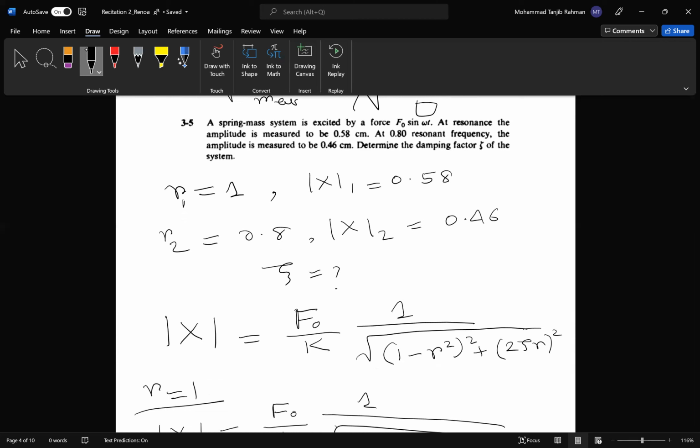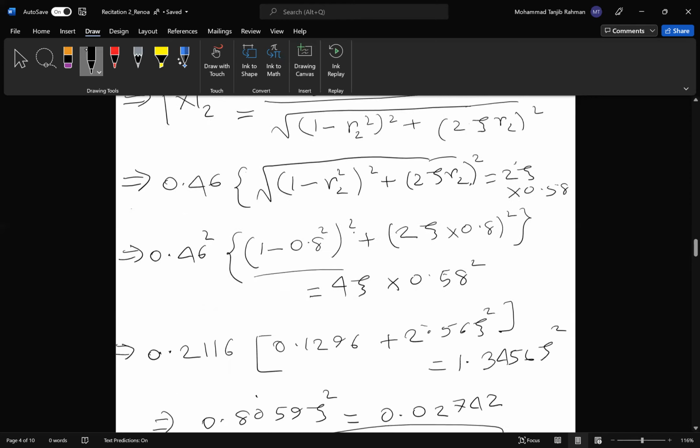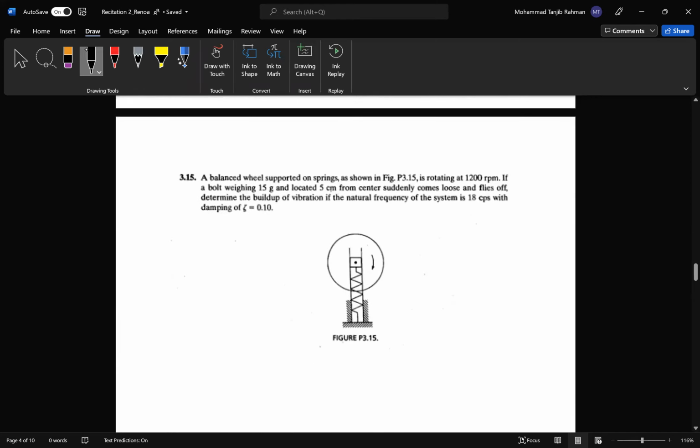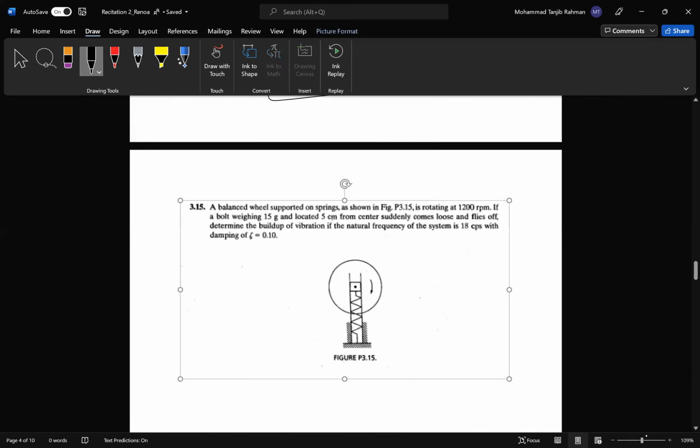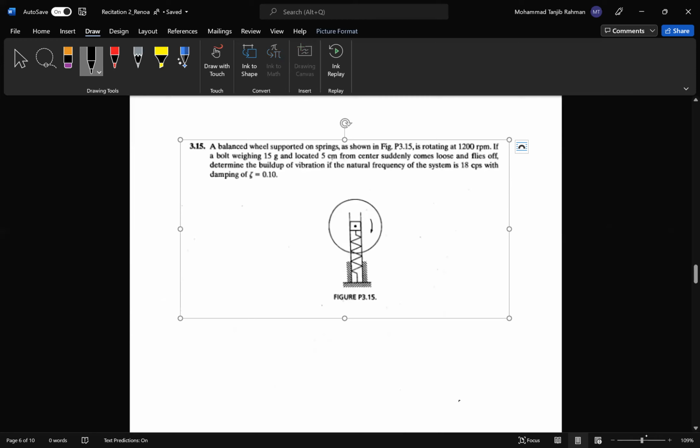Okay, so I'm going to move forward to the next problem. It's 3.15. In this problem, it's given that there is a balanced wheel which is supported on a spring, and it's rotating at a frequency of 1200 RPM. And it's given that the bolt is weighing 15 gram and the eccentricity is 5 centimeter.